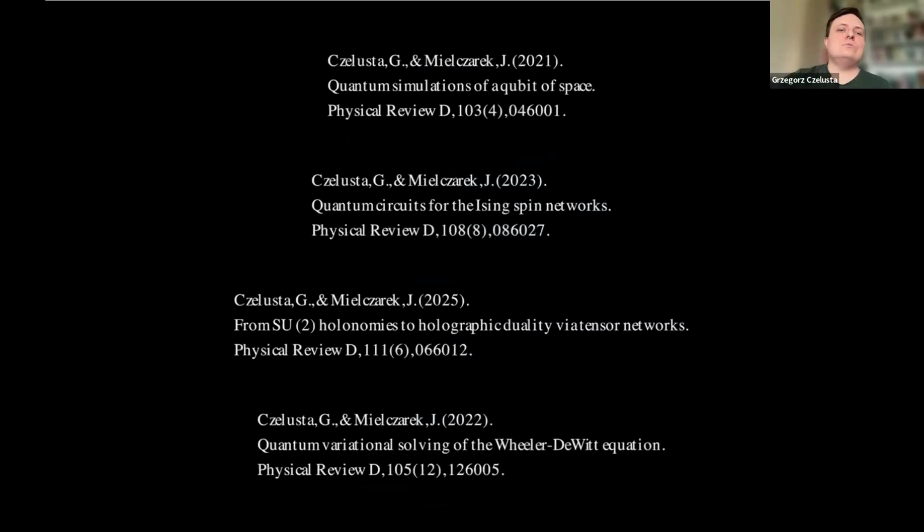Okay, so to conclude, here is a list of our papers on the simulations of quantum gravity inspired systems using quantum computers. Three of them directly related to the spin network constructions that I discussed today, and one of them concerns solving cosmological constraints using variational quantum eigensolver, which I did not cover in this presentation.